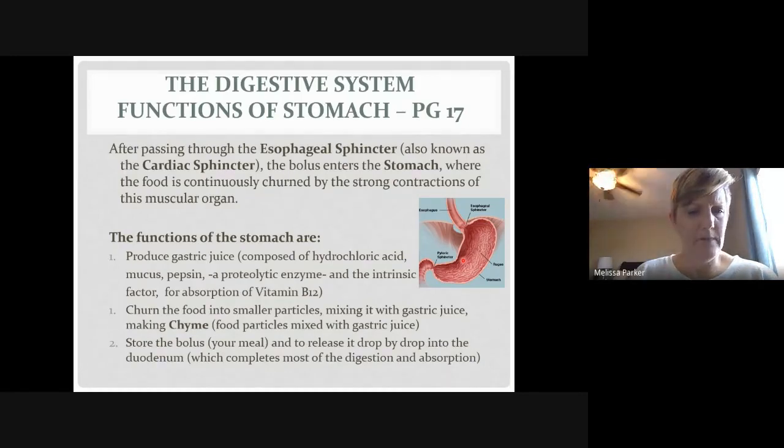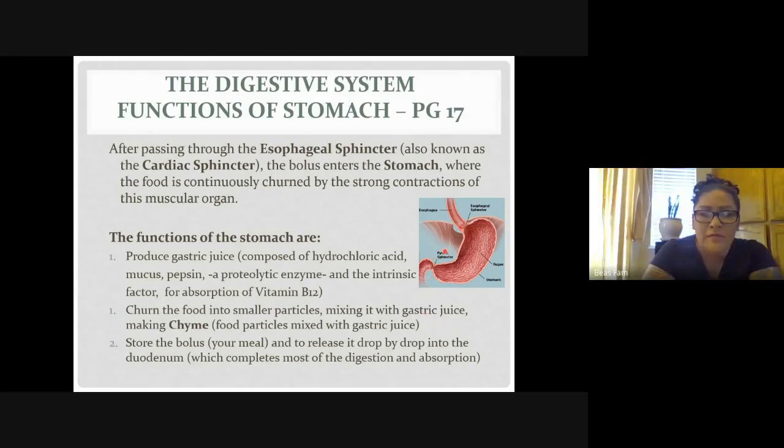So it churns the food into smaller particles, mixing it with gastric juice, making it chyme. Those broken down food particles along with the hydrochloric acid, the gastric juice, that's what's called chyme. And it stores a bolus or your meal, and it releases it drop by drop into the duodenum, which completes most of the digestion and absorption. So they're talking about the duodenum. This bottom sphincter right here is called the pyloric sphincter.